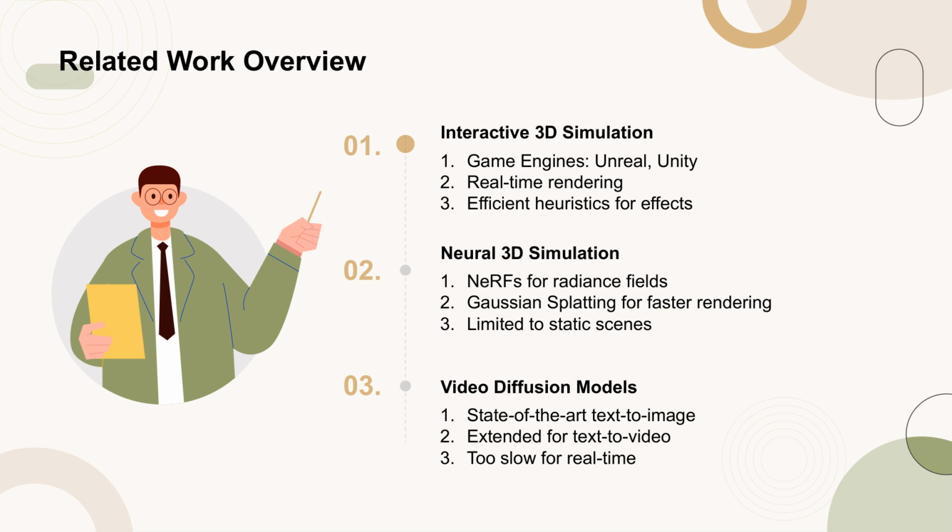In the field of interactive 3D simulation, game engines like Unreal and Unity are widely used for real-time rendering and processing of visual and physical effects. These engines rely on efficient heuristics rather than physically accurate simulation to maintain high frame rates. Neural 3D simulation has seen significant advancements with methods like NeRFs and Gaussian splatting, which offer impressive reconstruction results but are often limited to static scenes. Video diffusion models have achieved state-of-the-art results in text-to-image and text-to-video generation, though they remain too slow for real-time applications.